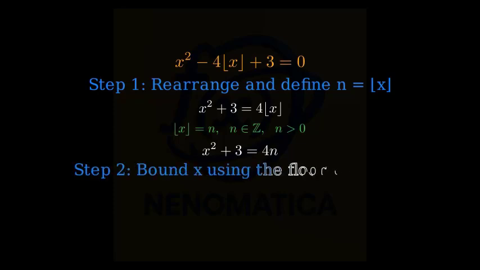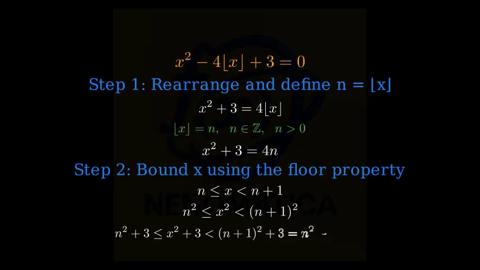Step 2. Use the definition of the floor function. If the floor of x is n, then n is less than or equal to x, and x is less than n plus 1. Because n is positive, we can square the inequalities safely and preserve the order. n squared is less than or equal to x squared, which is less than the square of n plus 1.